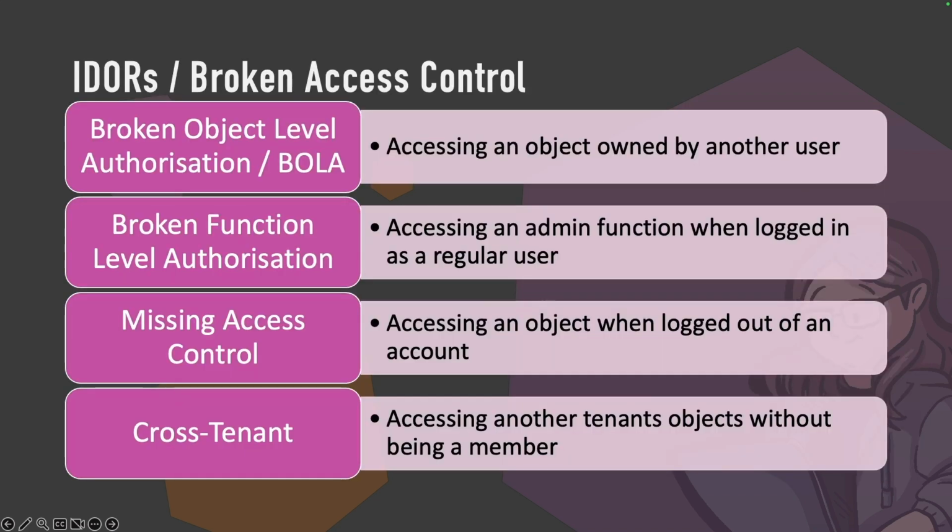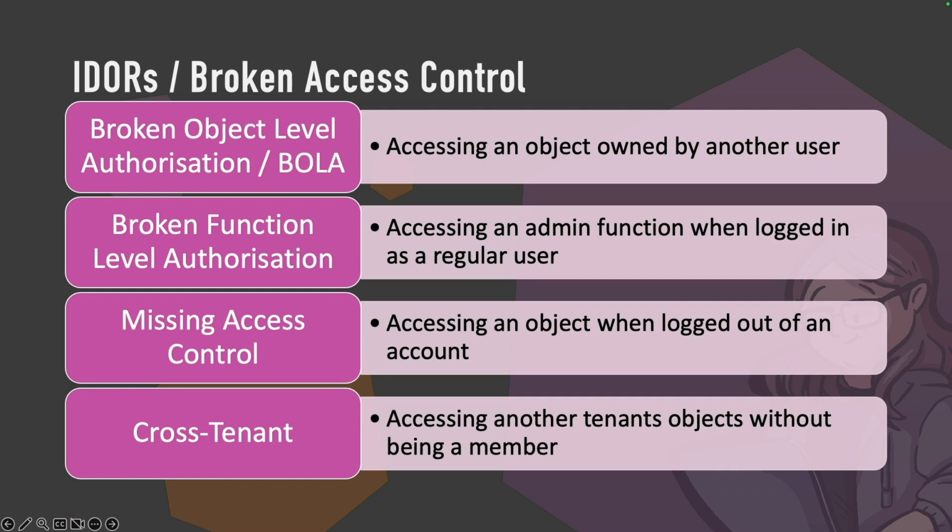So broken object level authorization, or BOLA, is accessing an object owned by another user that has no protection on whatsoever. So it's not got any permissions, it's not got discretionary access control. It's almost like the access control is switched off. Broken function level authorization is when an admin function can be done by a regular user.